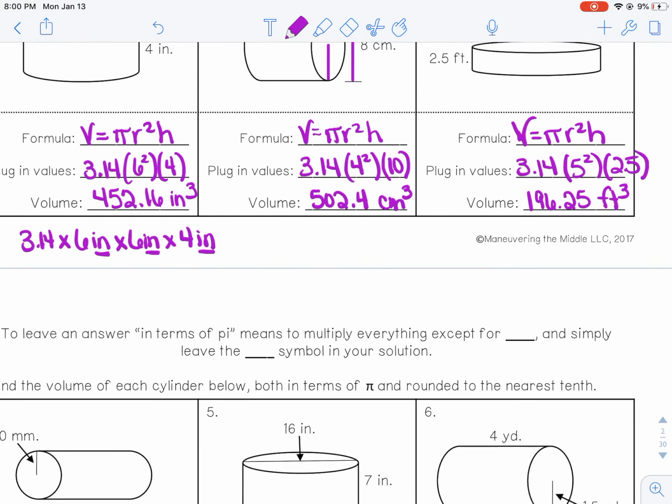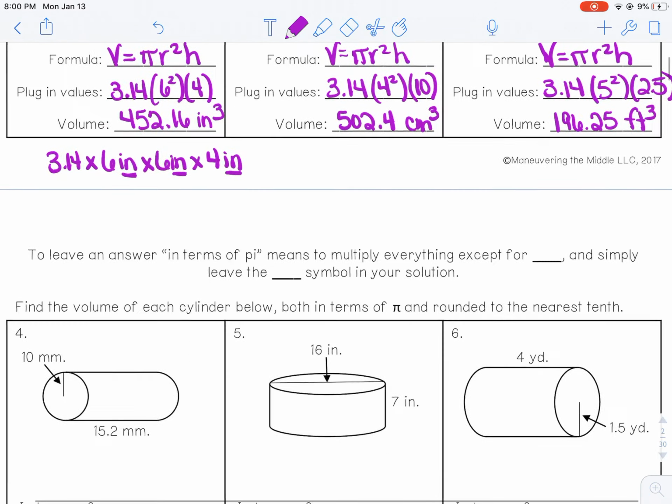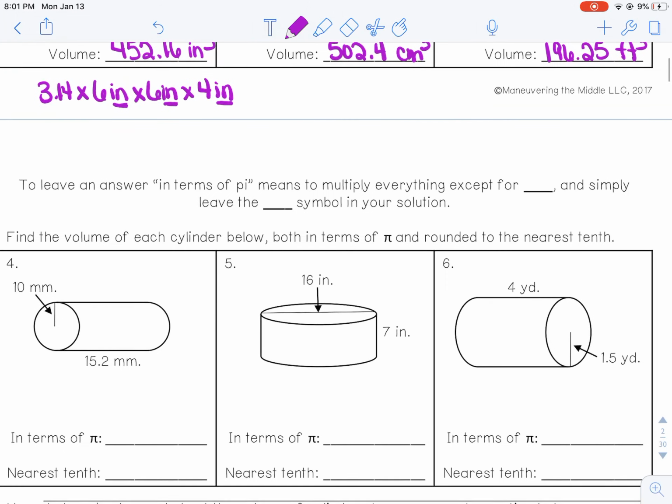All right. Now, I like these, but it's new. It says to leave an answer in terms of pi means that you're going to multiply everything except for pi. Okay, and we're simply going to leave the pi symbol in the solution. What that means is that we are not going to convert pi to 3.14.